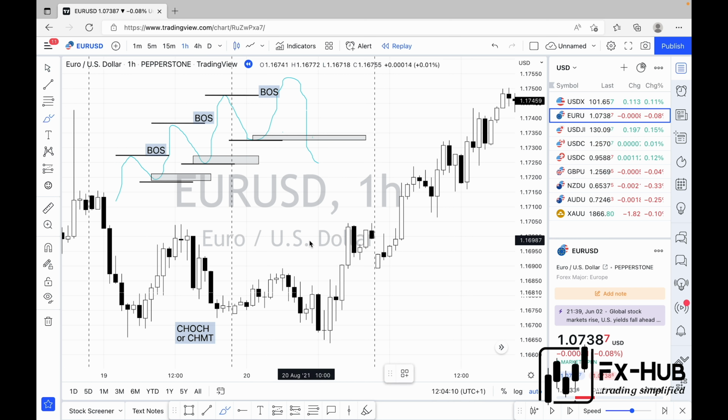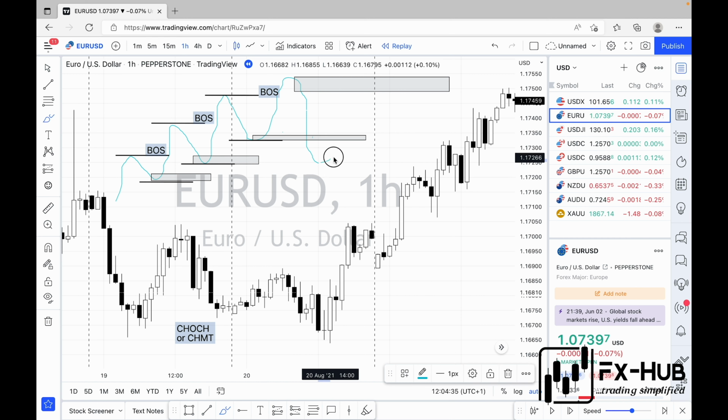And what do we expect next to do? We will look for the previous level that broke or inspired the change of character. And the level that inspired the change of character is here. So this place becomes our supply zone. Are you getting it? So what do we watch out for next? Wait for the market to retrace back into that very supply zone, and a sell begins from there.